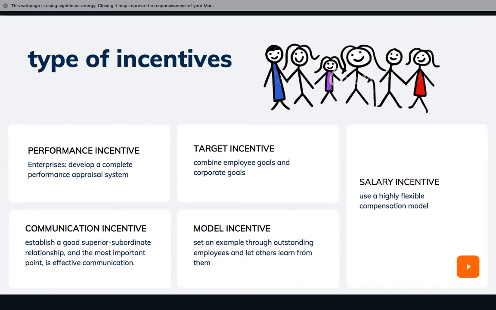Next one is target incentive. Employees always have their own professional motivation, such as promotion and salary increase, or stable work or happy work. So these are the true ideas of employees. High employee motivation is to determine their career goals based on their own conditions, clarify their future development direction, and combine employee goals and corporate goals. Thus, the employees are going to naturally work hard.